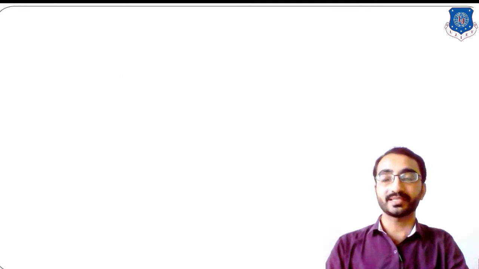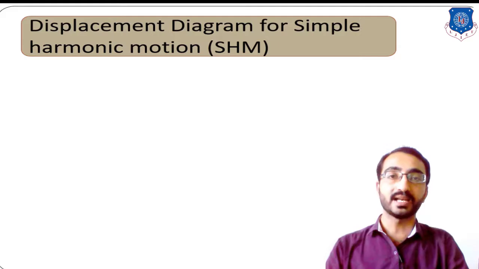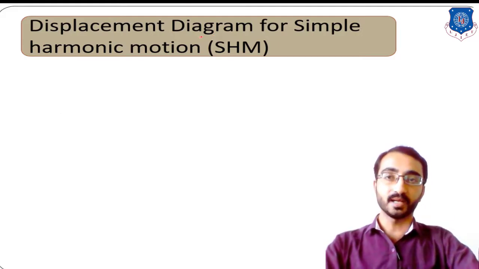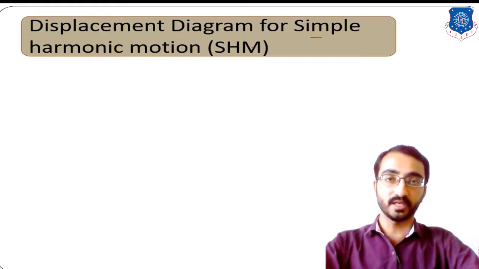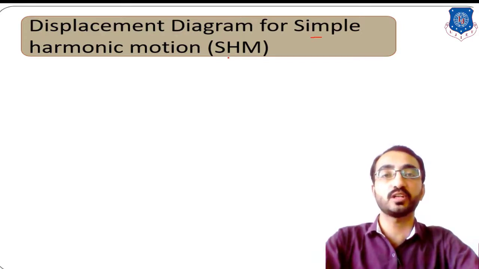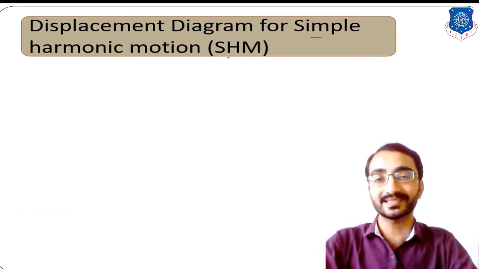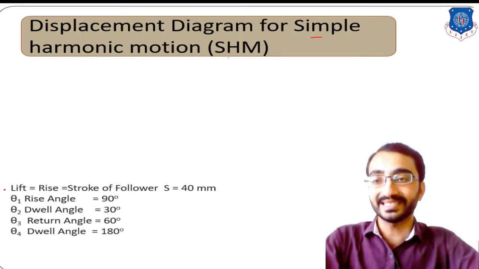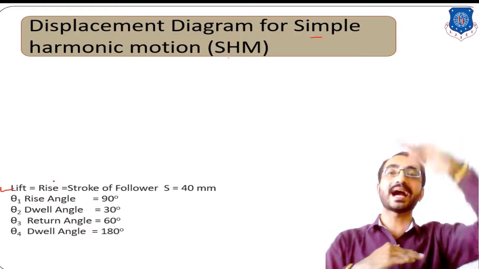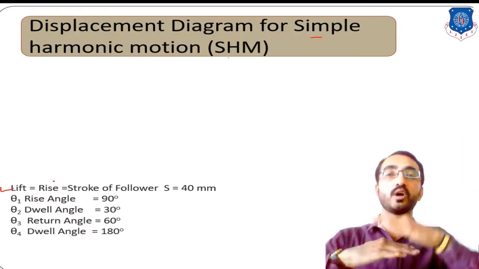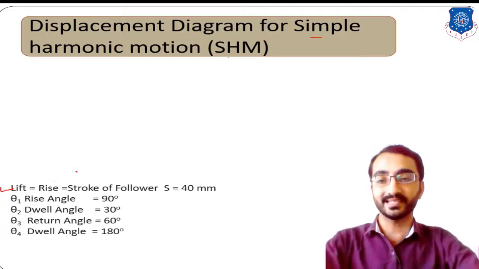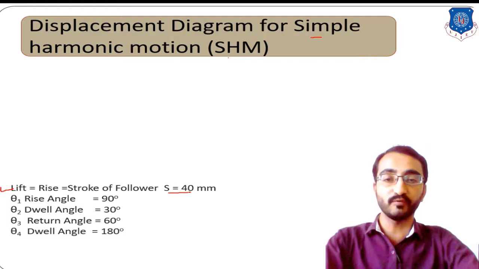The second type of motion is simple harmonic motion, also termed SHM. If you want to plot the displacement diagram for simple harmonic motion, let's consider the first basic data. The first is the lift, or rise, or vertical height, from the bottommost position to the topmost position of the follower, and that is stroke S equal to 40 mm.